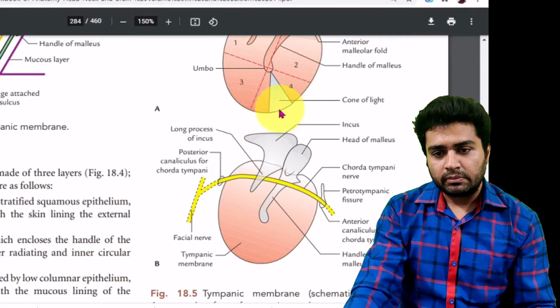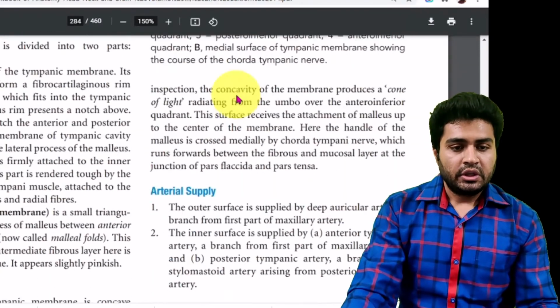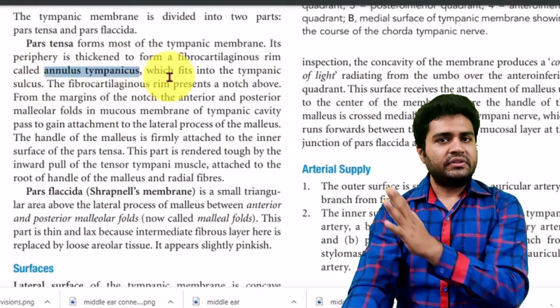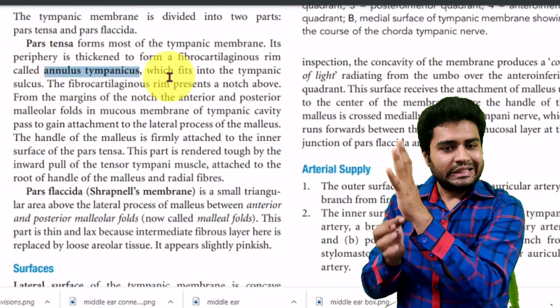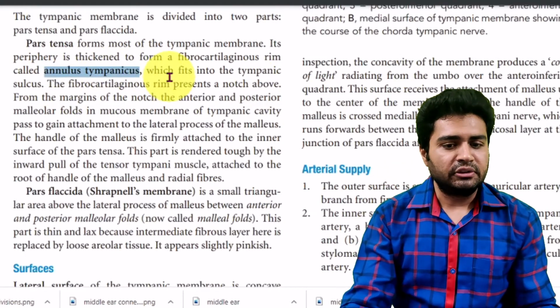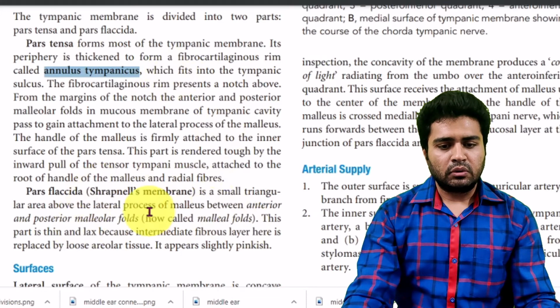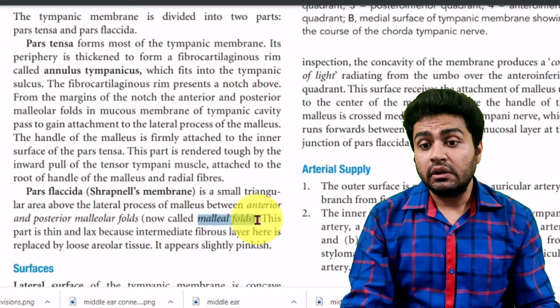Here, onto the outer part, it is thickened, and what does it form? It forms the annulus tympanicus. So you can say this pars tensa, which is the majority part of the tympanic membrane, onto the outer side is thickened and forms the annulus tympanicus. And what is another name of the pars flaccida? It is also known as the malleal folds.